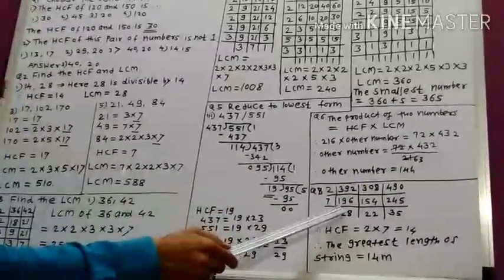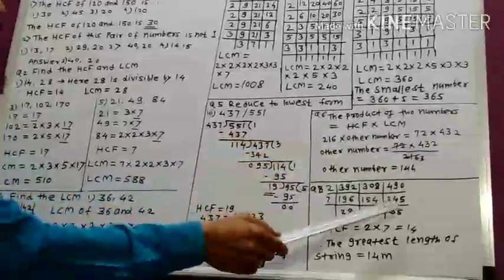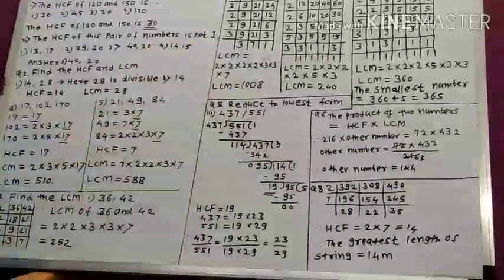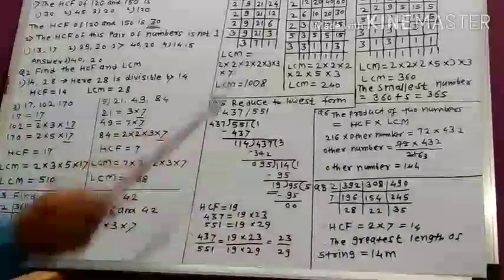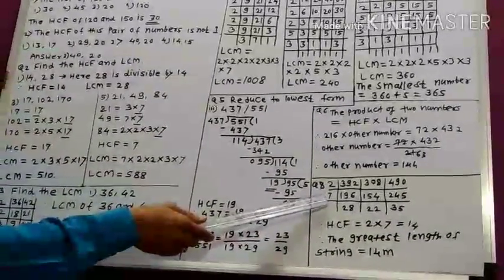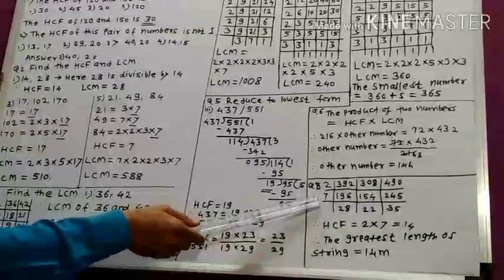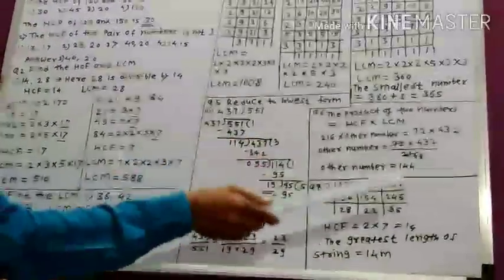We get quotients 196, 154, 245. Then by observing, these 3 numbers are divisible by 7. Therefore here we divide all these 3 numbers by 7. We get quotients 28, 22, 35.